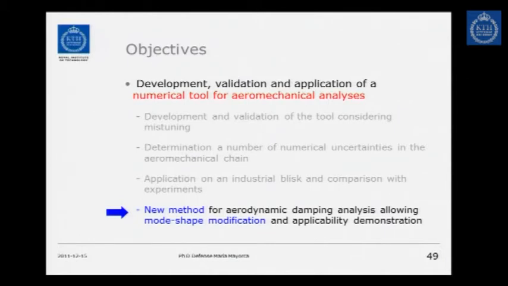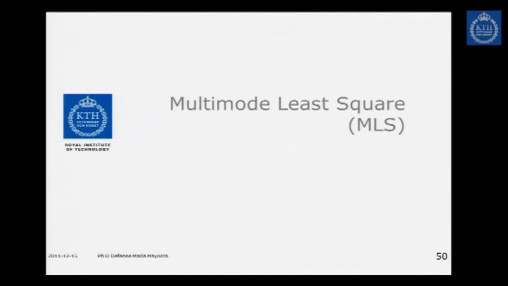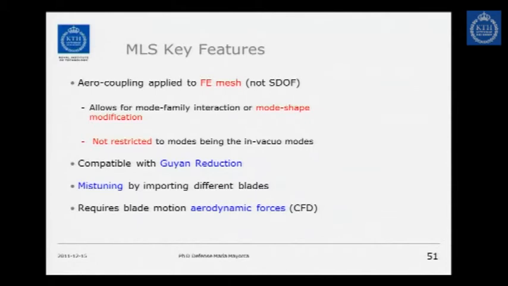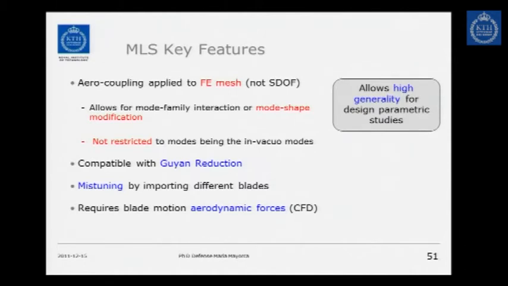New method for aerodynamic coupling analysis, or aeroelastic coupling analysis, allowing mode modification. I introduced here the multi-mode least squares. The key feature is that instead of having a single degree of freedom blade, we have a complete finite element mesh. This allows us to have mode shape modification, and it's not restricted to the in-vacuum modes. This model is compatible with the Guyan reduction applied in the structure. We achieve mistuning by importing different blades in the system. The model requires the solution of the CFD aerodynamic forces outside the model. This allows a very high generality for design parametric studies.